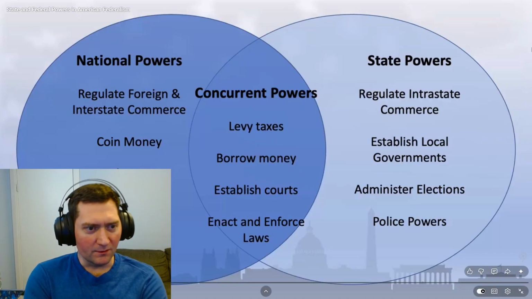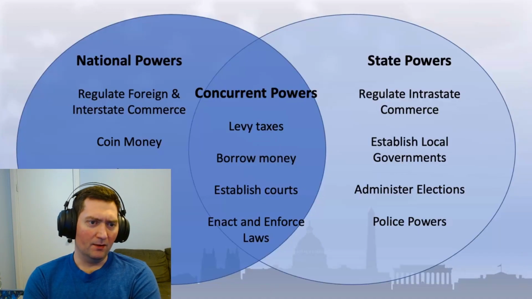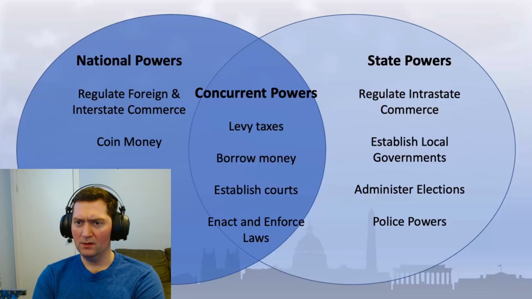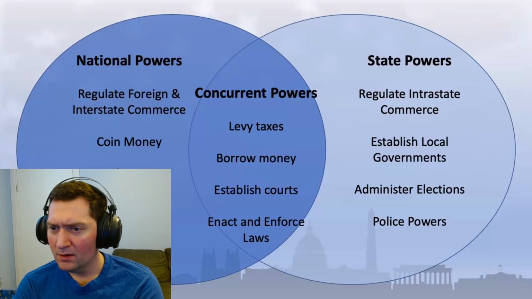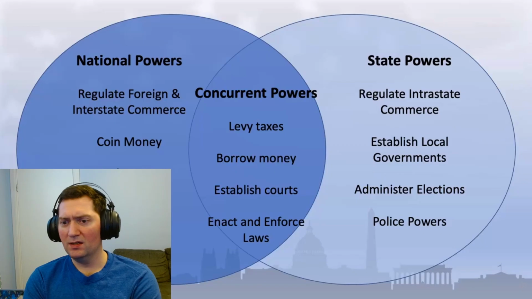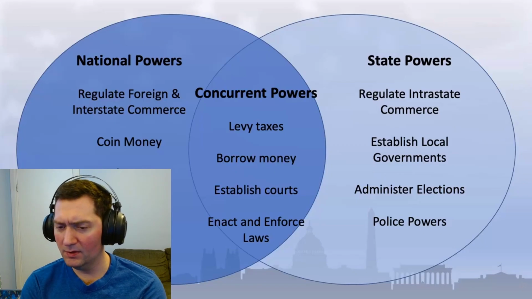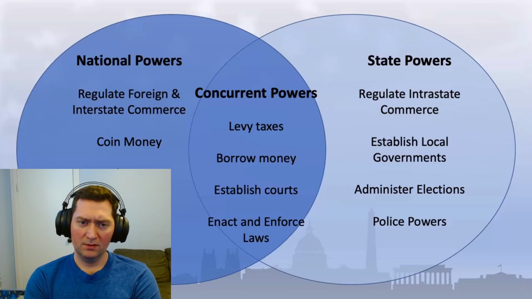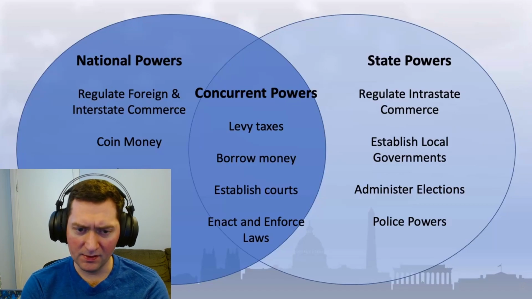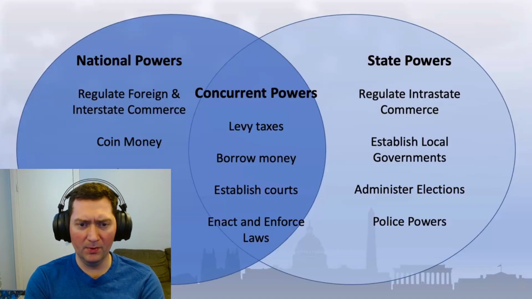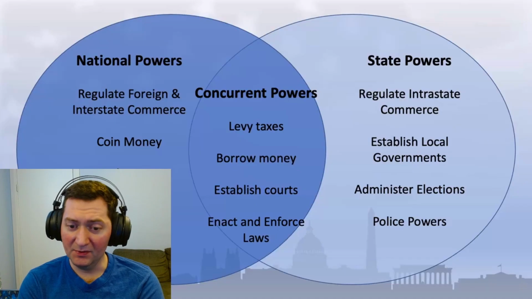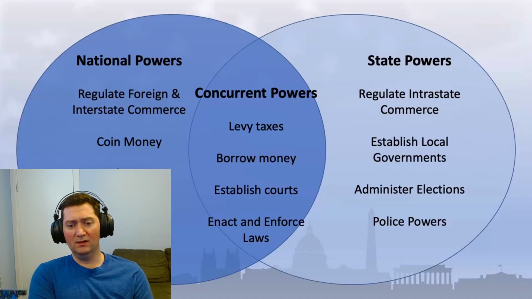Okay, we did not watch this video. Let's see. National powers: regulate foreign and interstate commerce, coin money, declare war, foreign affairs. State powers: regulate intrastate commerce, establish local governments, administer elections, police powers. Congruent powers, so things that are kind of overlapped by both: levy taxes, borrow money, establish courts, enact and enforce law.